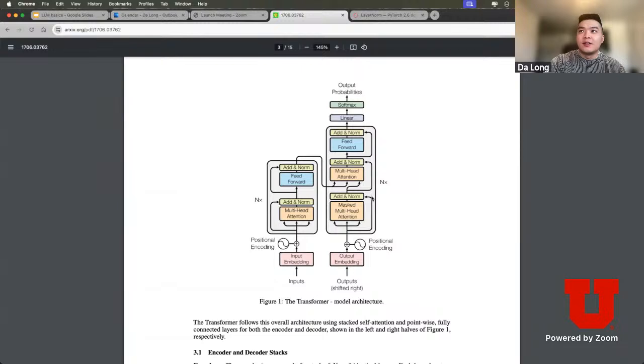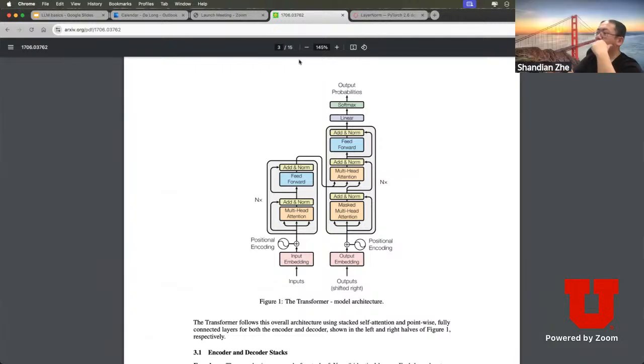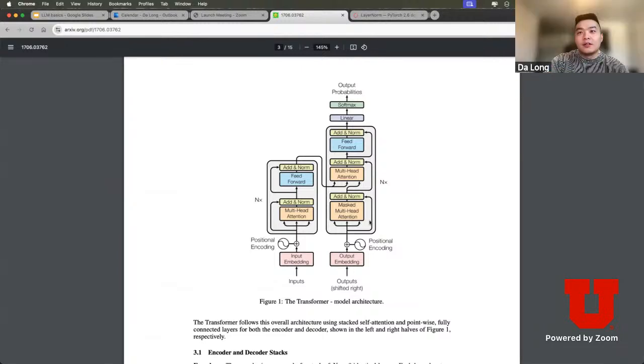Actually there is not much model architecture difference for all of the large language models. The only difference is how you choose the number of heads, how many self-attention layers and cross-attention layers. The difference maybe is in what normalization you use, or how you choose the position encoding. That's the key.